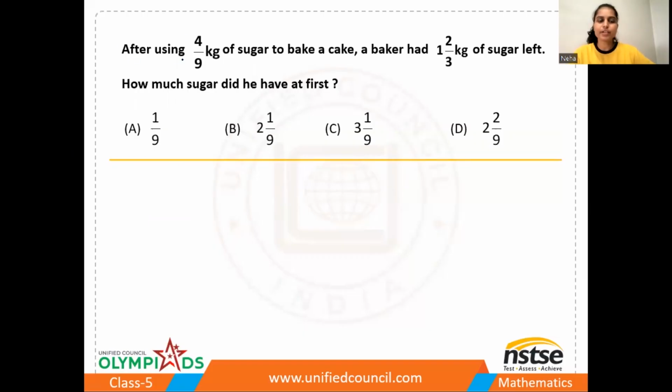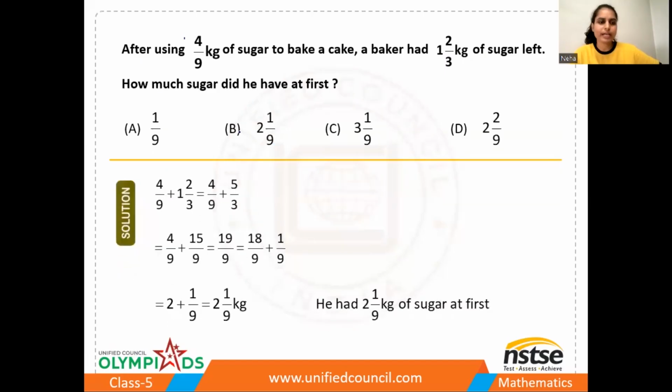The next question says that after using 4 by 9 kg of sugar to bake a cake, a baker had 1 2 by 3 kg of sugar left. Okay, so how much sugar did he have at first? Alright, so this question has some calculation. Let me show you the calculations here. So basically, the question is saying that this much sugar he is using to bake the cake. Okay, and after baking the cake, this much is left. Right? That means how much sugar did he have at first? Obviously the total of these two numbers, right? The sum of these two numbers, that means 4 by 9 plus 1 2 by 3.